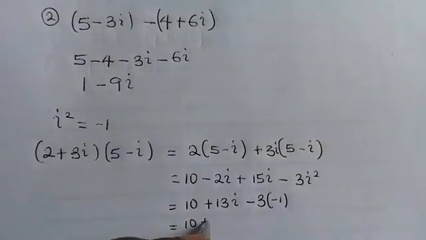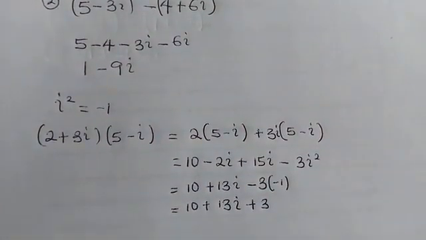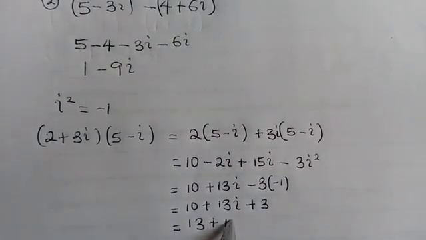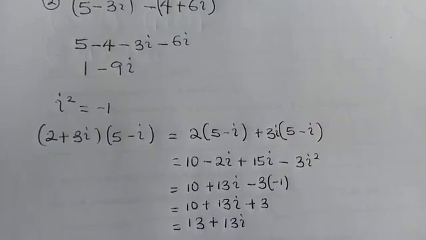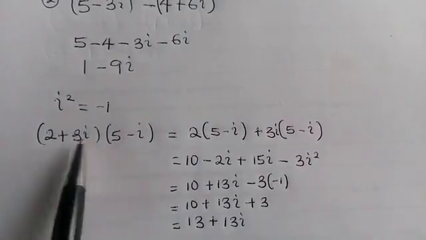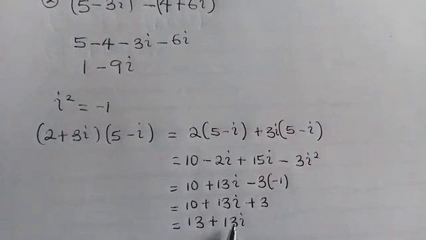So that we have 10 plus 13i. Minus 3 times minus 1 will give us plus 3. So we'll finally have 10 plus 3 giving us 13 for the real part, and then we have 13i for the imaginary part. So this is the multiplication, or the product, of 2 plus 3i and 5 minus i. The product between these two complex numbers is 13 plus 13i.